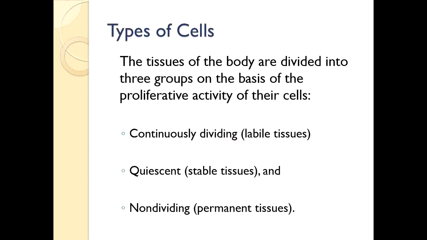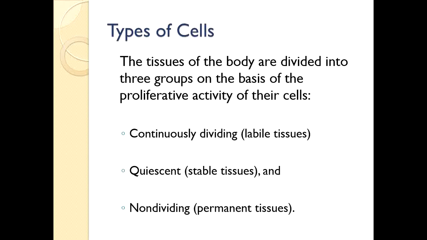Coming towards the types of cells in the body, the tissues of the body are broadly categorized into three groups on the basis of their proliferative activity. The first one is continuously dividing or labile tissues. The second one is quiescent or stable tissues. And the third one is non-dividing or permanent tissues.